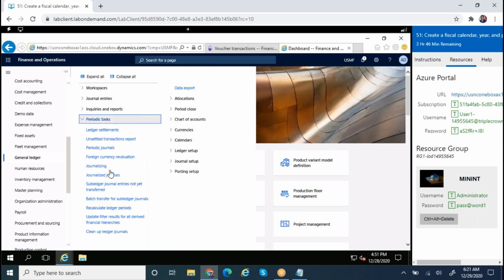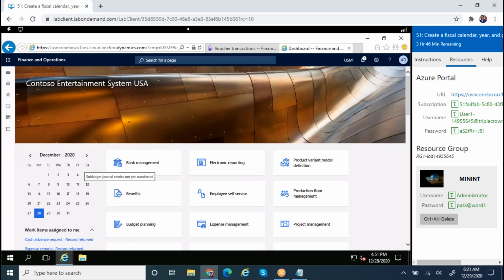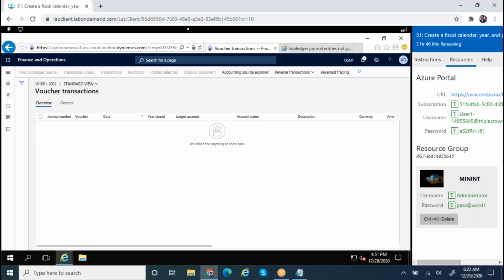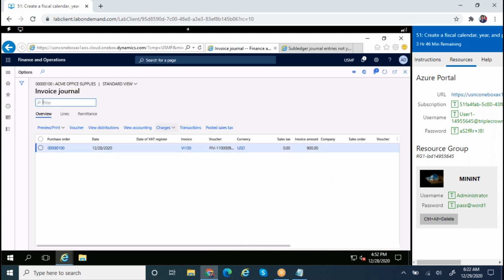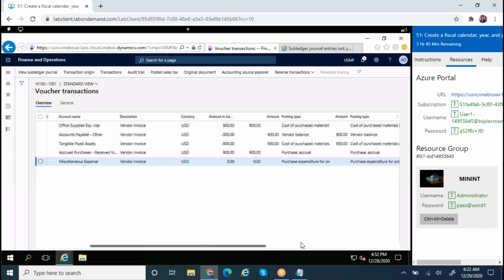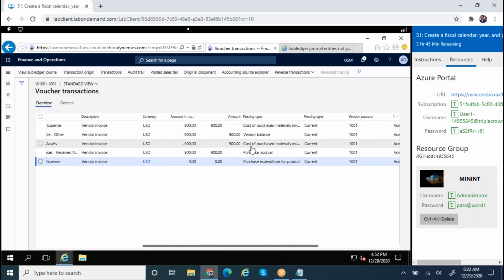Periodic tasks, subledger journal entries not yet transferred. So it should be posted. Transfer now. So that voucher transactions will be posted here. If you refresh, now if you verify the vouchers, it will show the values. So purchase expenditure, inventory receipt account.